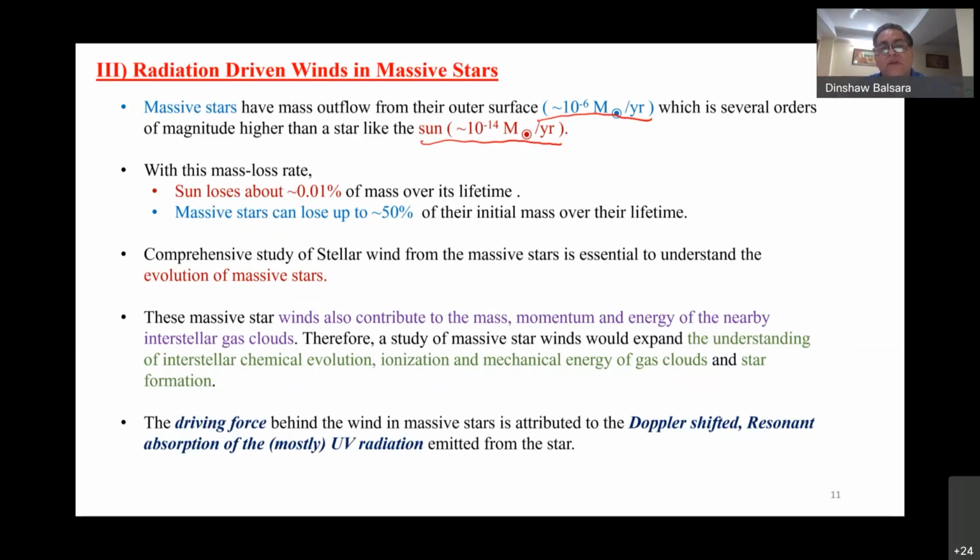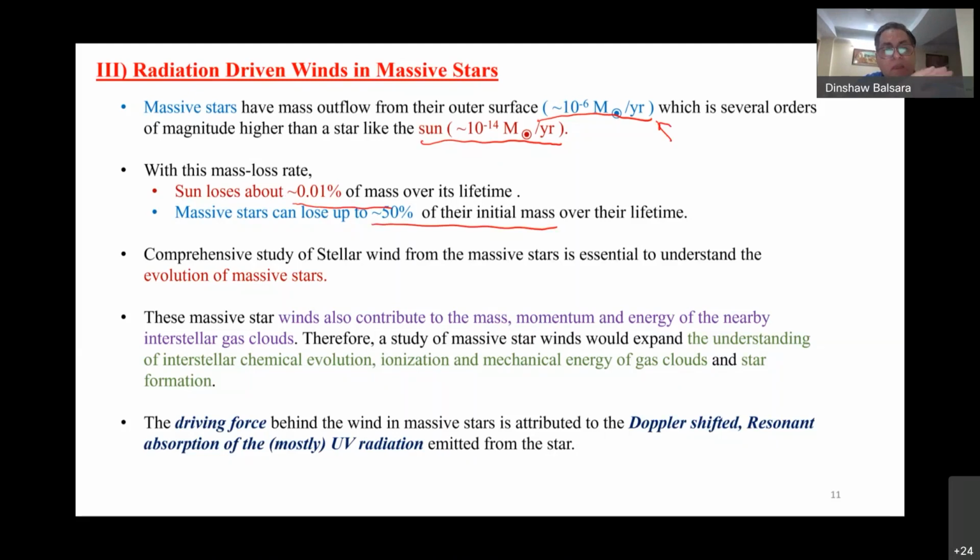Now, the important difference is this: because this is a gigantic number compared to the mass loss rate in our solar wind, a massive star can lose more than 50% of its initial mass over its lifetime, whereas our sun loses just about 0.1%, 0.01% of its mass over its lifetime.